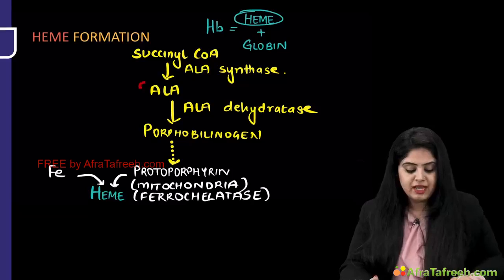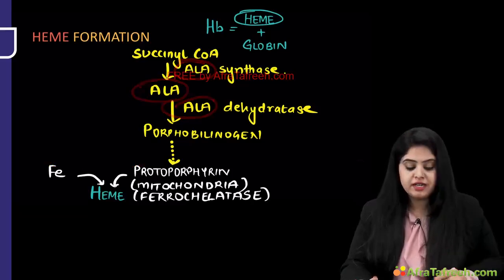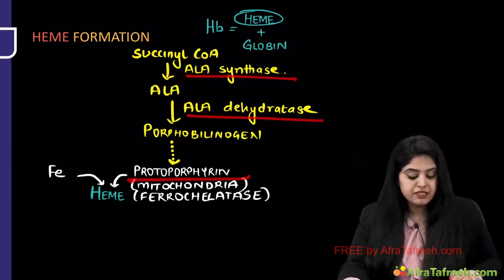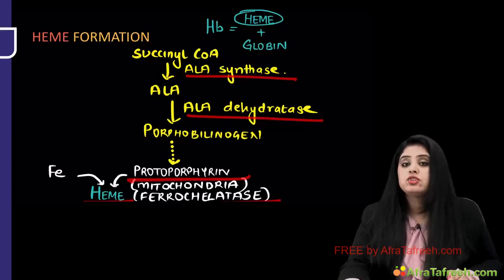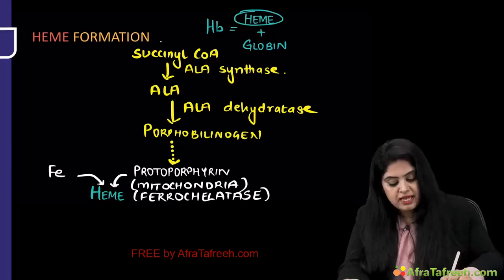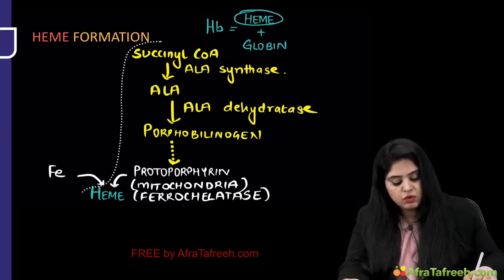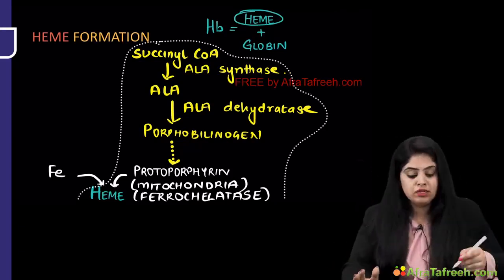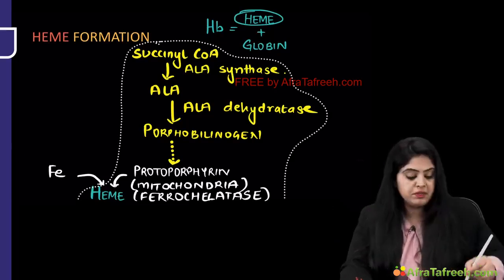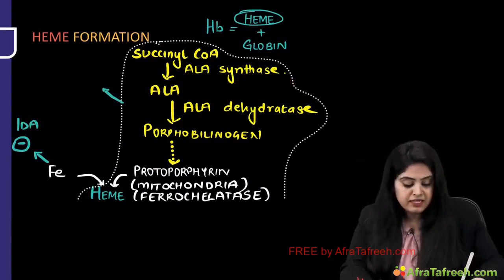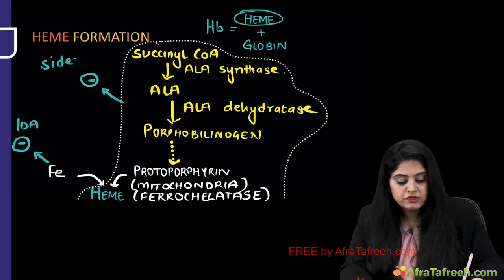So repeating once again: ALA synthase, ALA dehydratase. I need ALA synthase and ALA dehydratase for the production of protoporphyrin, and for the production of heme I also need ferrochelatase. This means if at any point anything in this entire pathway goes wrong, other than iron, that is referred to as sideroblastic anemia. If iron had not been there, I would have called it iron deficiency anemia. But if anything else in this pathway goes wrong, then I call it sideroblastic anemia.